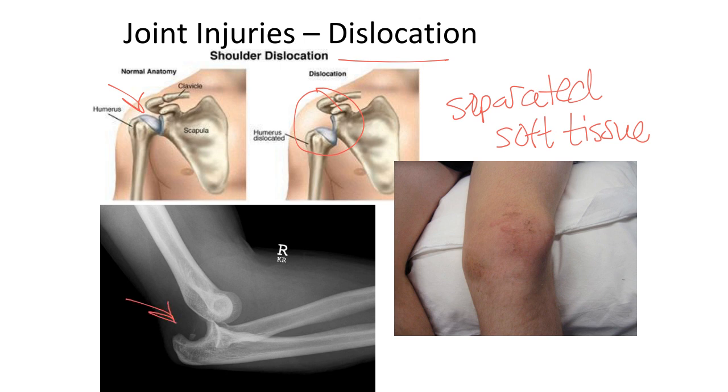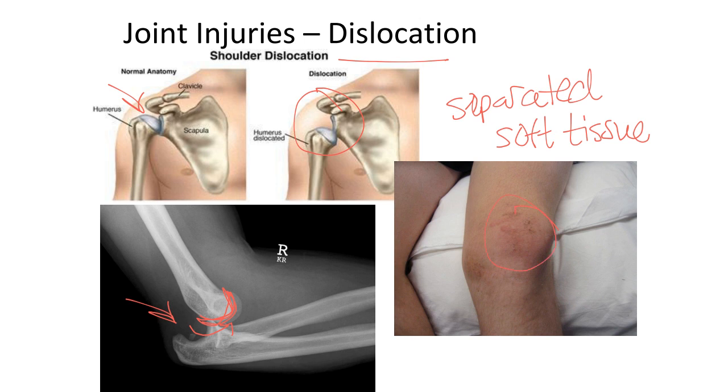You can see here, this is an elbow. This is supposed to be over here. This elbow has been dislocated, so we would need some traction and we would need to shift it back under and line it back up with the humerus.